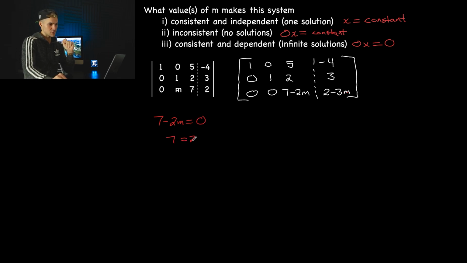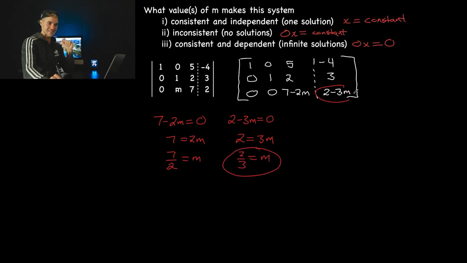When 7 is equal to 2m, or when m is equal to 7 over 2. While this entry here is going to be 2 minus 3m equals 0. When's that going to equal 0? Well, when m is 2 over 3. So notice an m value of 2 over 3 makes this 0, and then an m value of 7 over 2 makes this 0. And so you can never have both of these simultaneously being 0.